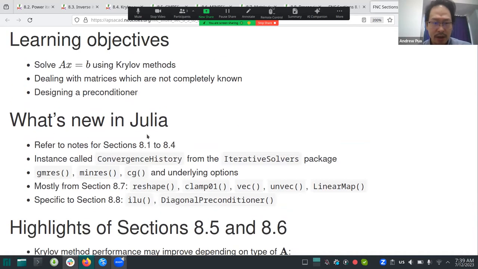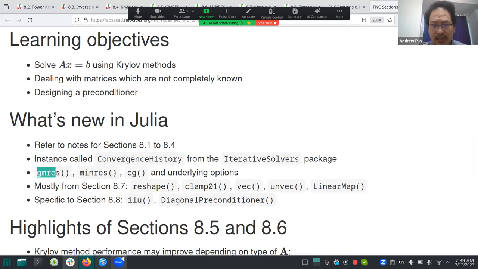In terms of what's new in Julia, in the previous notes you will see what's new there. But there's also something interesting which the book doesn't talk much about, and it's this thing called convergence history. It's part of the iterative solvers package, which is natural to really document what's happening to the iterations. It's called an instance in Julia, and I think it's quite a neat thing to have. If you're developing stuff that involves iterative methods, having this object is very crucial. So in the future, maybe you could have a look at the iterative solvers package to know more about this convergence history thing.